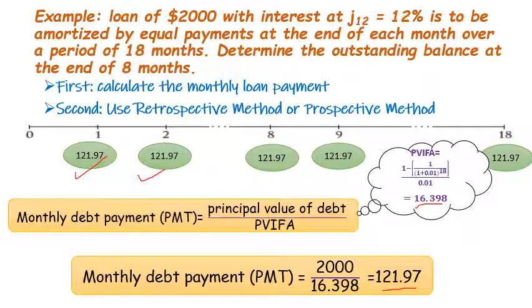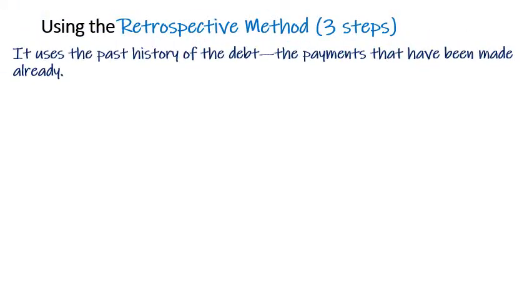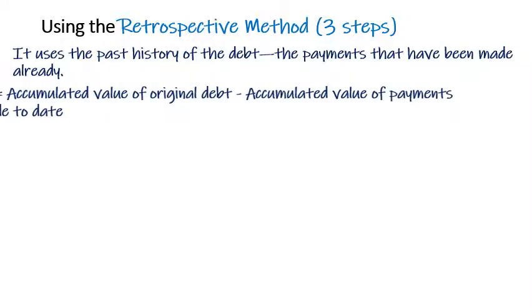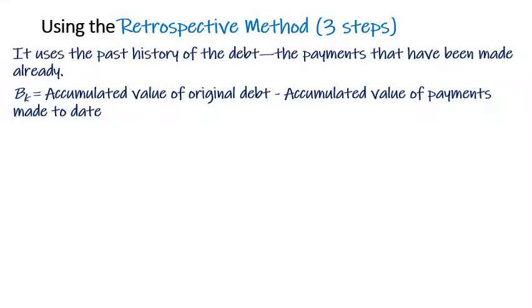Okay, the required is to calculate, if the borrower wants to calculate the outstanding balance at the end of month 8 using the retrospective method, which consists of 3 steps. Recall the retrospective method indicates that using the past history of debt, actually the payments that have been made already. So the outstanding balance of debt at the end of K period equals the accumulated value of original debt minus the accumulated value or the future value of payments made to date.